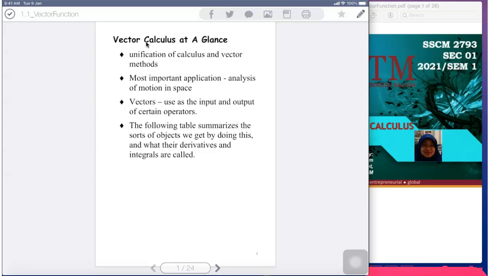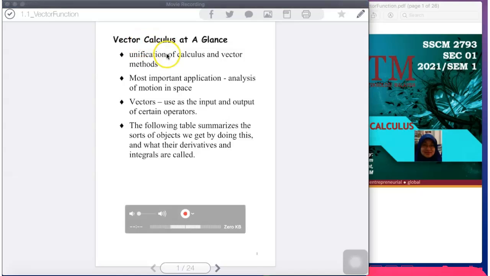In order for us to apply it in real life problems, it is not just a regular function, for example y equal to x squared. For the vector function as well, we can differentiate and also integrate it, and then we can apply vector calculus in real life problems.